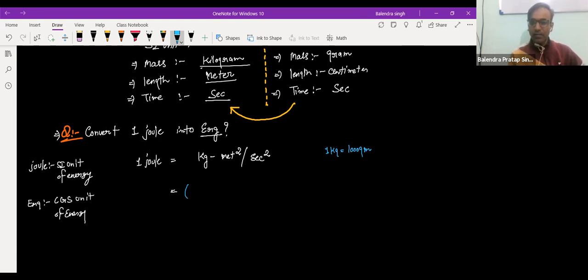Okay. So 1 kilogram is 1,000 gram. And again, meter. So you have to convert meter into centimeter. Here 1 meter is equal to 100 centimeter. I think all of you are familiar with this conversion? 1 meter is equal to 100 centimeter.